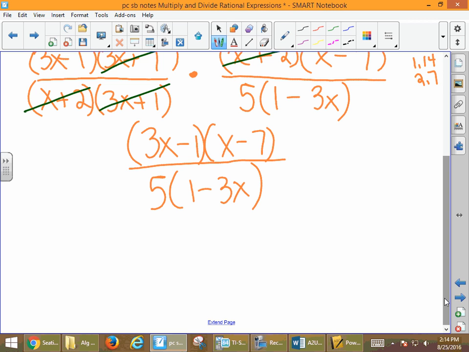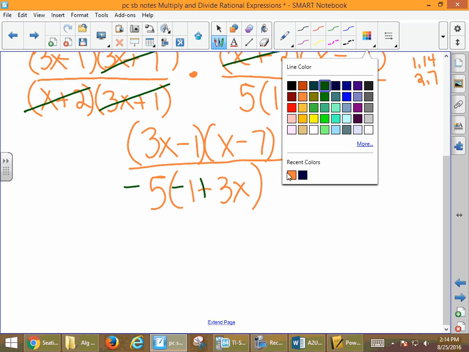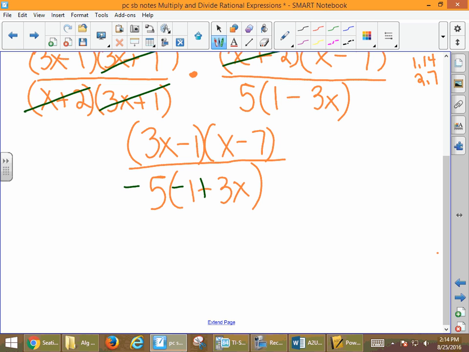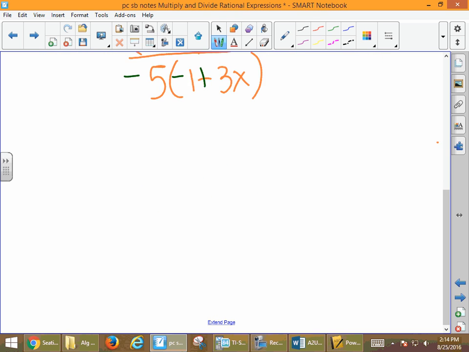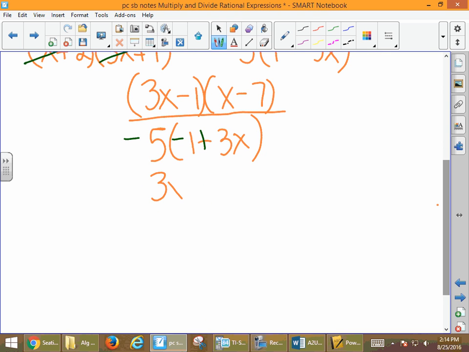But before we can change them, we need to change some signs. And this time I am going to change the negative on the 5, which will change the 1 to a negative, and change the 3x to a positive. We kept the equation in balance, so to speak. And you decide whether you need to write this over one more time. But we have 3x minus 1 times x minus 7 divided by negative 5.